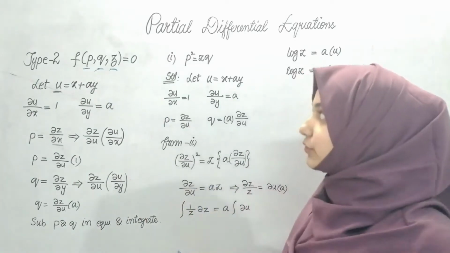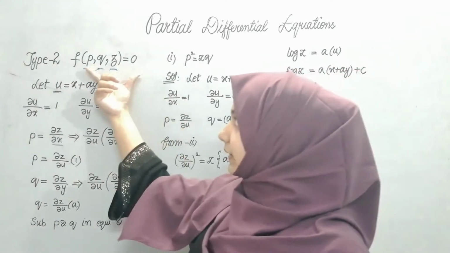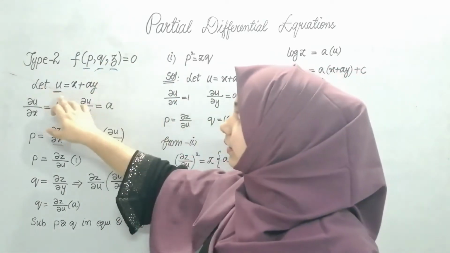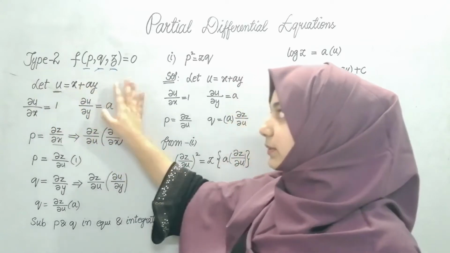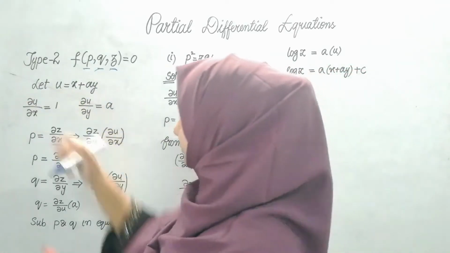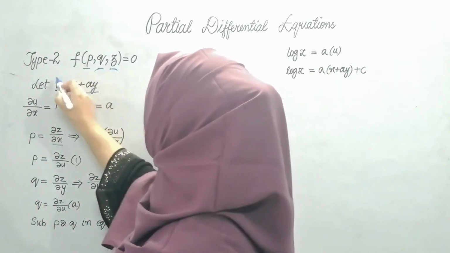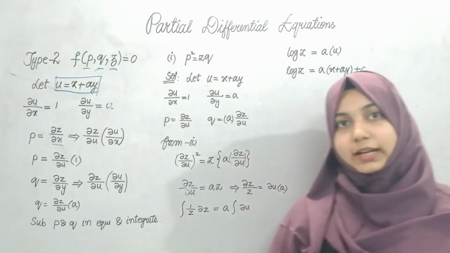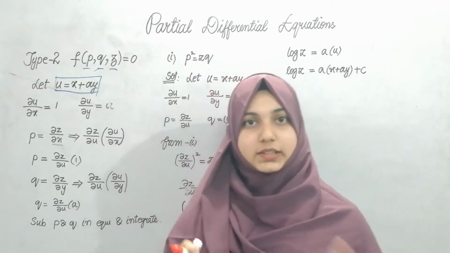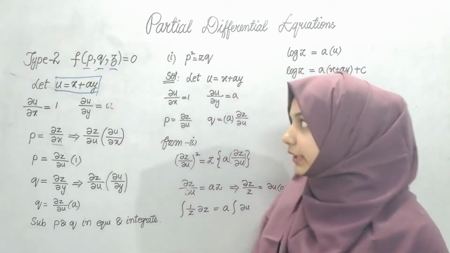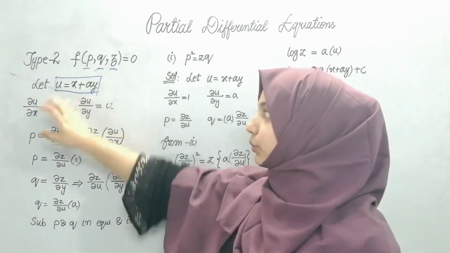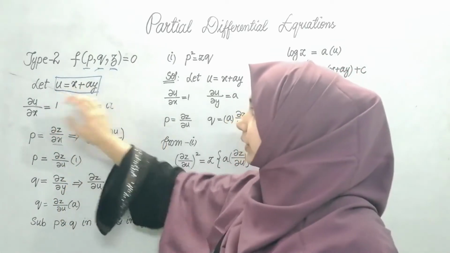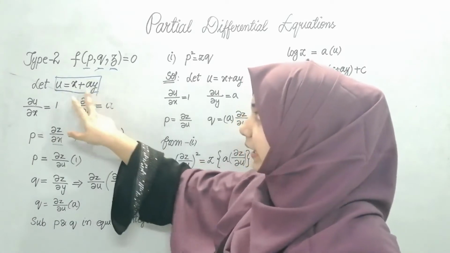Okay, so now how to solve this one? If I've got type 2, I've got an equation in terms of P, Q and Z. What happens? I'll consider U is equal to X plus AY. Always you need to consider this. In type 1 we had P and Q, so the complete solution was Z is equal to AX plus BY plus C. But here in type 2 we'll consider U is equal to X plus AY. Done. Now see here, you have got X and Y, both variables.